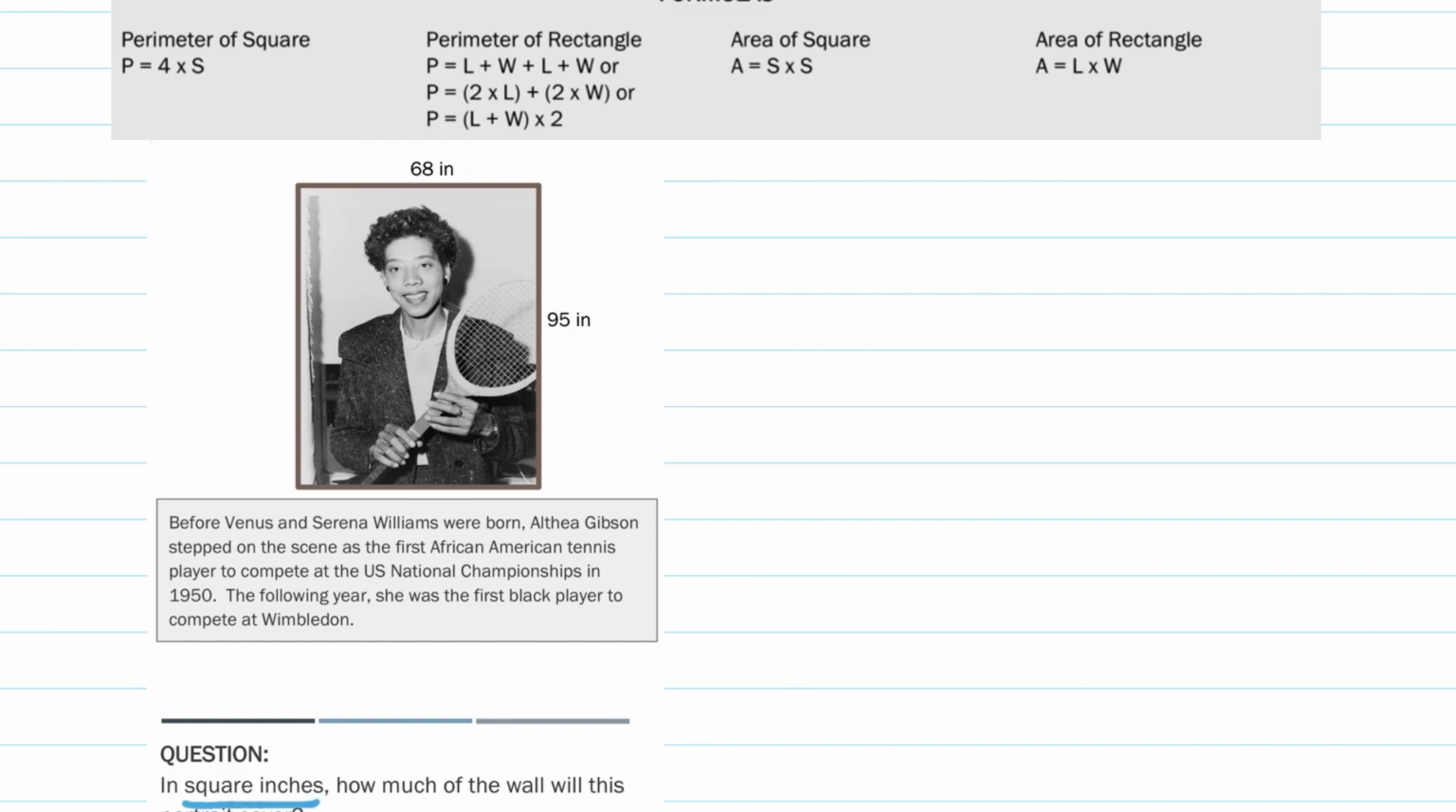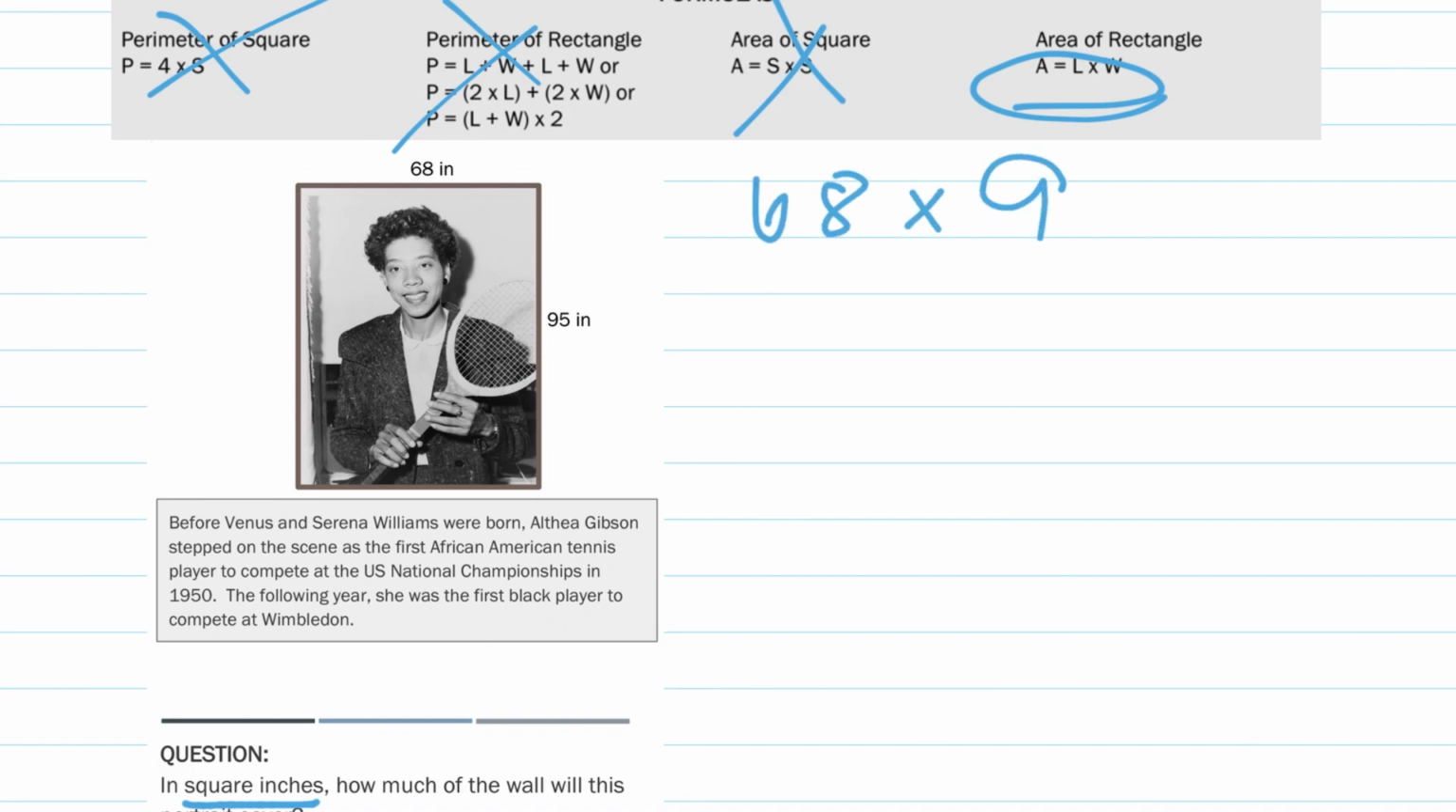Look at our key words. Talking about square inches and something being covered. What kind of operation is this? Ding, ding, ding. You guessed it. It is area. Now look at the dimensions. This lets us know if we have a rectangle or a square. 68 inches on one side, 95 inches on the other. Since they're not the same, it is definitely a rectangle. Okay, so to find the area, we need to multiply 68 times 95.